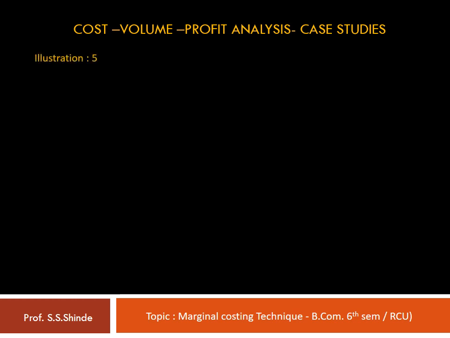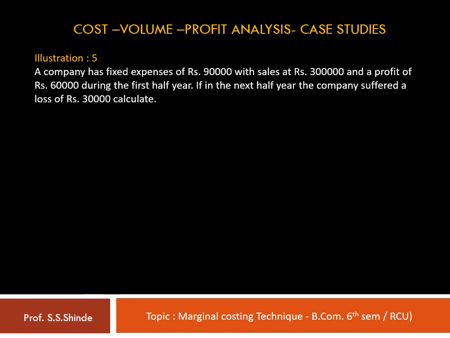Let's practice the concepts and their calculation with the help of an illustration. Let's look into the illustration over here. A company has fixed expenses of rupees 90,000 with sales at rupees 3 lakh and a profit of rupees 60,000 during the first half year.